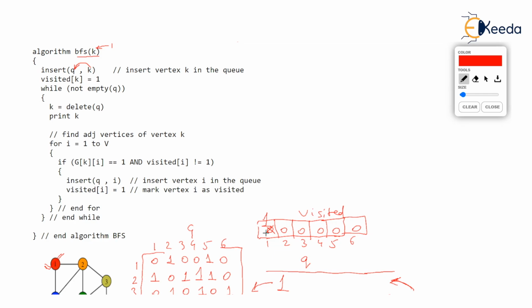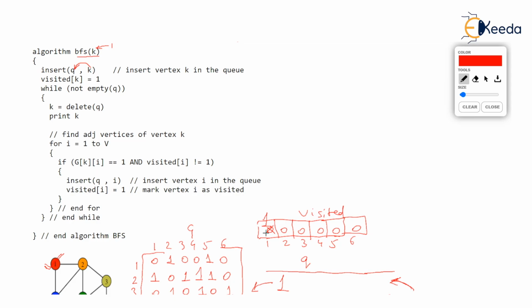The BFS algorithm we have written is such that whenever a vertex is inserted in the queue, we will immediately mark it as visited. I repeat, whenever any vertex is inserted in the queue, note it is not yet printed, it is only inserted in the queue, we will immediately mark that vertex as visited. You will know the reason shortly.